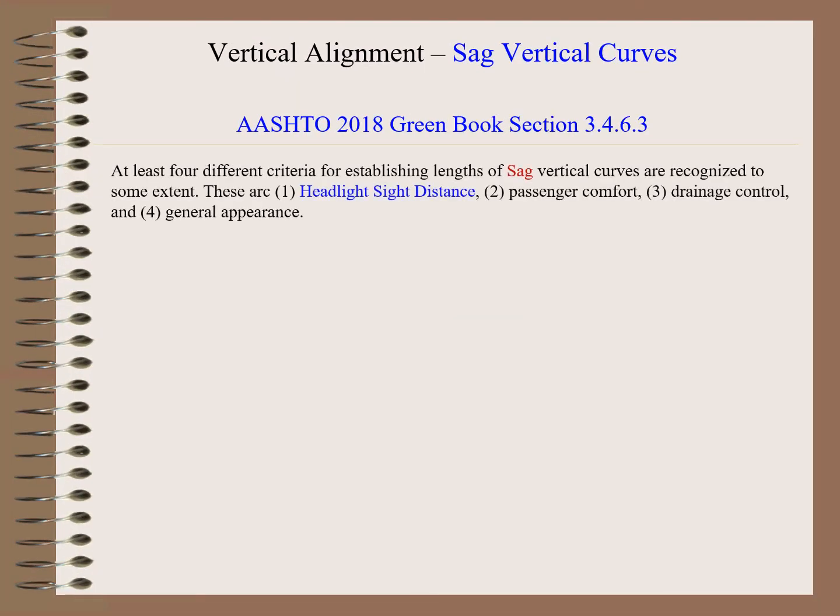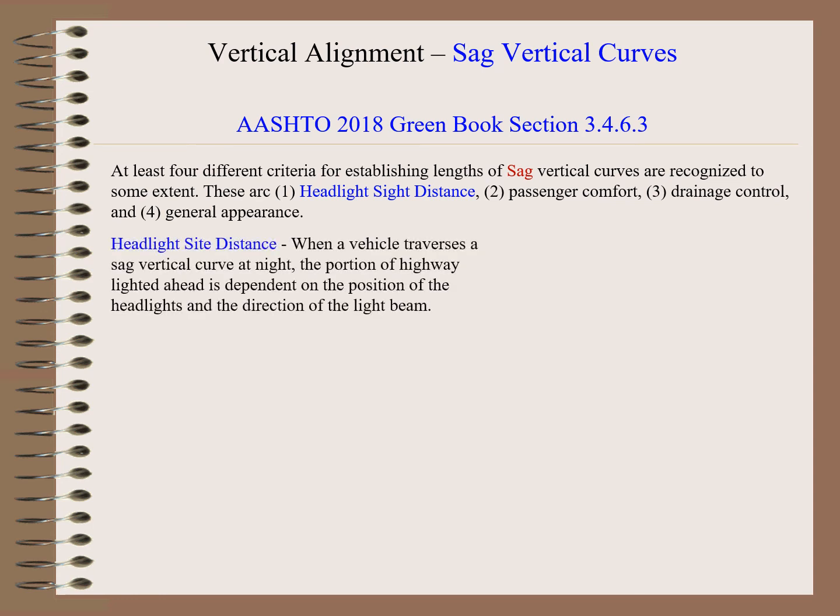Next, we're going to start talking about sag vertical curves, and this is AASHTO Green Book section 3.4.6.3. At least 4 different criteria for establishing lengths of sag vertical curves are recognized to some extent. These are headlight sight distance, passenger comfort, drainage control, and general appearance.